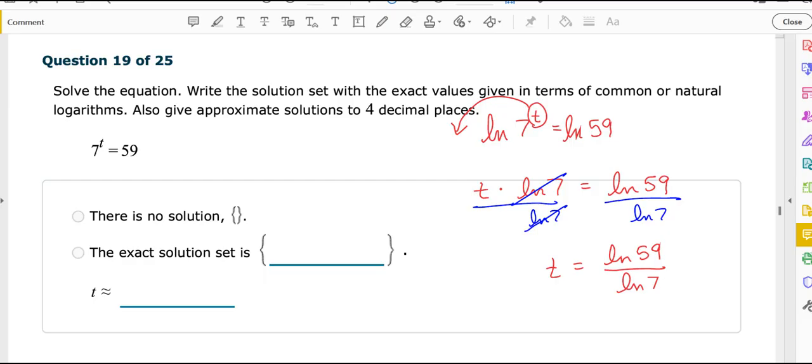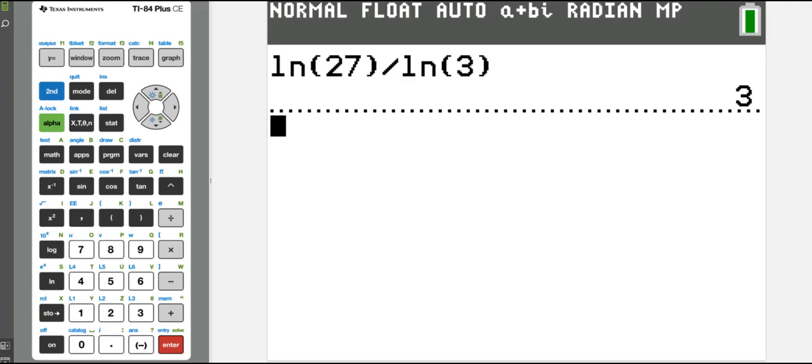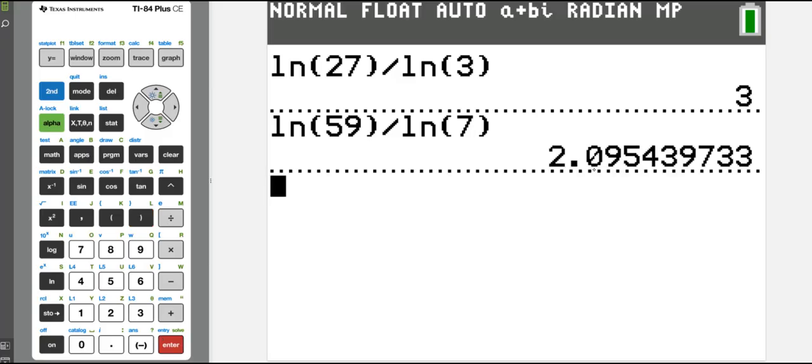To find the approximate, we're going to do the natural log of 59 divided by the natural log of 7. Okay, to 4 decimal places, your answer is going to be 2.0954. Because it's a 3 after the 4, it's not a 5 or bigger. We're just going to keep the 4. So my approximation is 2.0954.